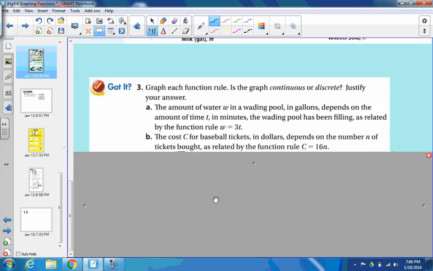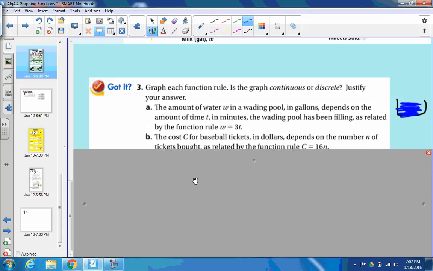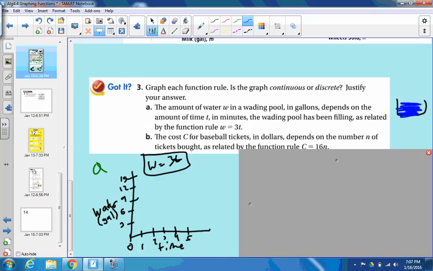So you're filling up a little pool, and over time the water starts filling up more and more as time goes on. So it has the function rule W equals 3t. I made a little graph here over to the left. I label it with W equals 3t. And again, if we look at the equation, t is our independent variable, which would be our x-axis, and W is our dependent, which would be our y-axis.